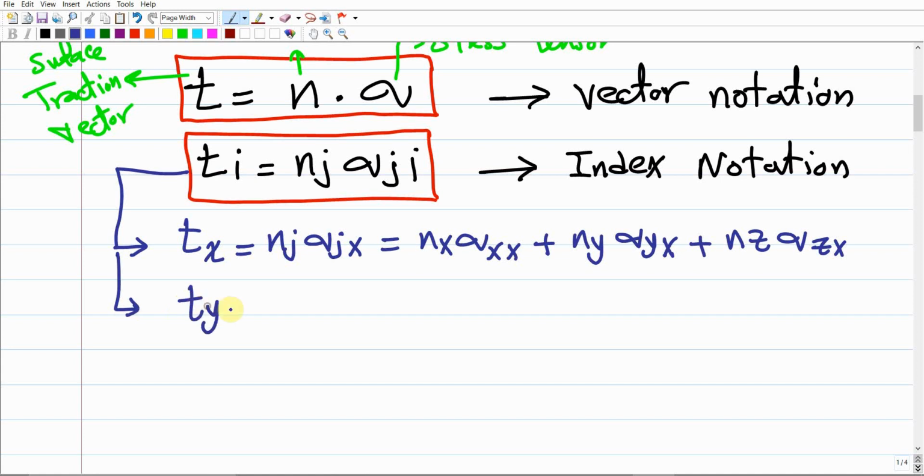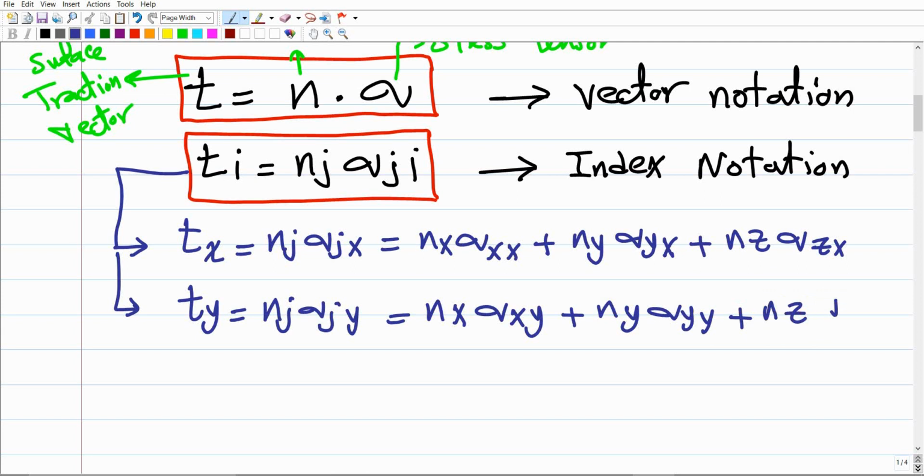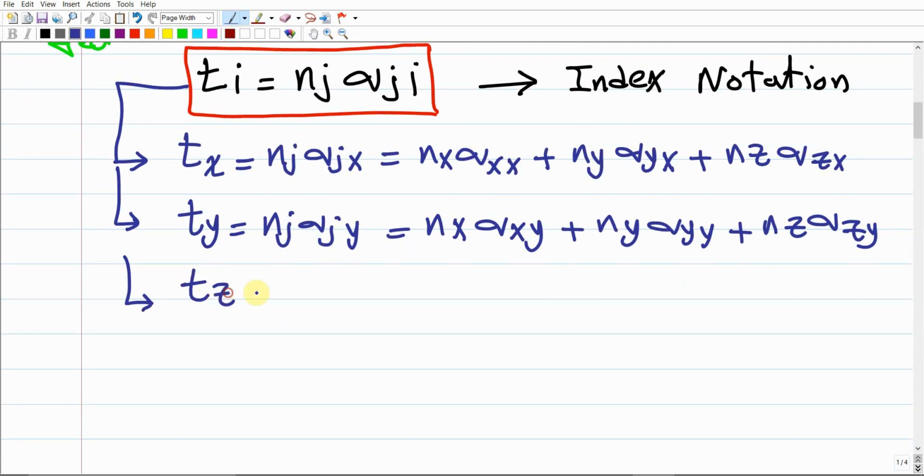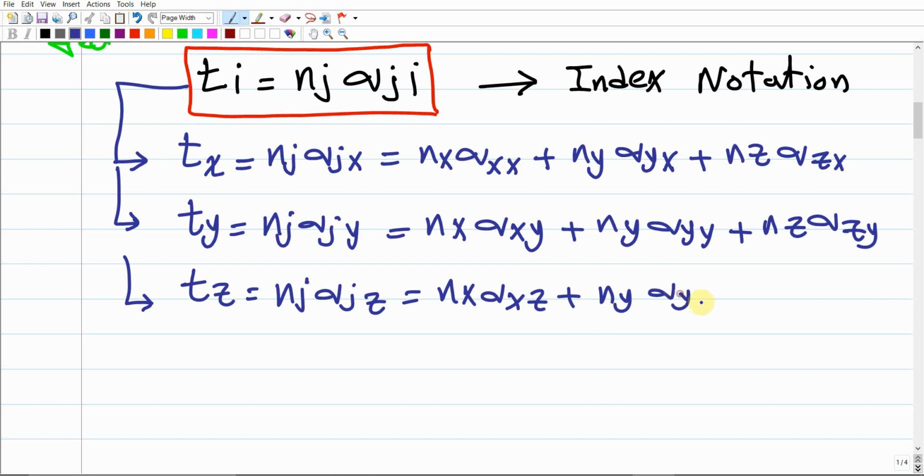But now let us write the y component. In case i is y, this gives n j sigma jy, which equals nx sigma xy plus ny sigma yy plus nz sigma zy. Then the z component of the force vector, or the surface traction vector, is n j sigma jz, which equals nx sigma xz plus ny sigma yz plus nz sigma zz.